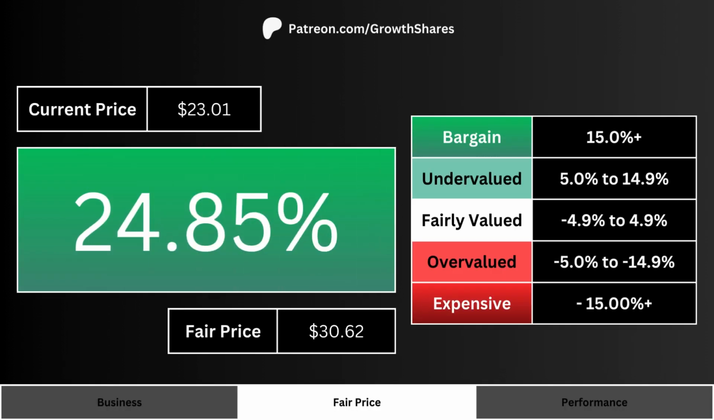Before we get to that price, comparing the company's current price and its fair price, we can see here how undervalued or overvalued the stock is. The higher the percentage, the more undervalued the stock. The lower the percentage, the more overvalued the stock.